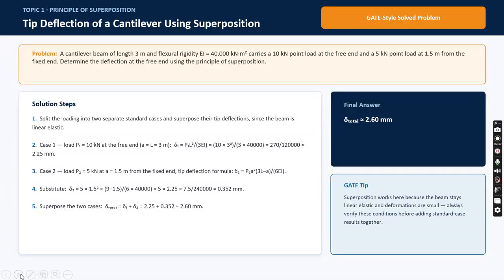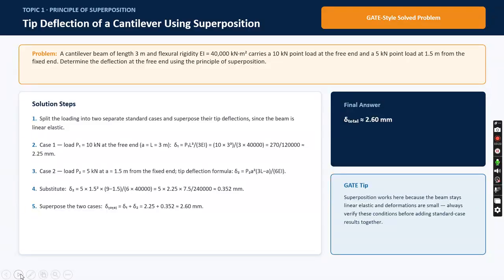First, split the deflection into two separate standard cases and superpose the tip deflection, since the beam is linear elastic. Case 1: take P1 equal to 10 kilonewton, acting at the free end, and the total length is 3 meter. Now the deflection is given by P1 L cube by 3EI. That is 10 into 3 cubed, where P is 10 and L is 3, divided by 3 into EI, which is 40,000. When you solve it, 270 divided by 1,20,000, you will get 2.25 mm. That is for case 1.